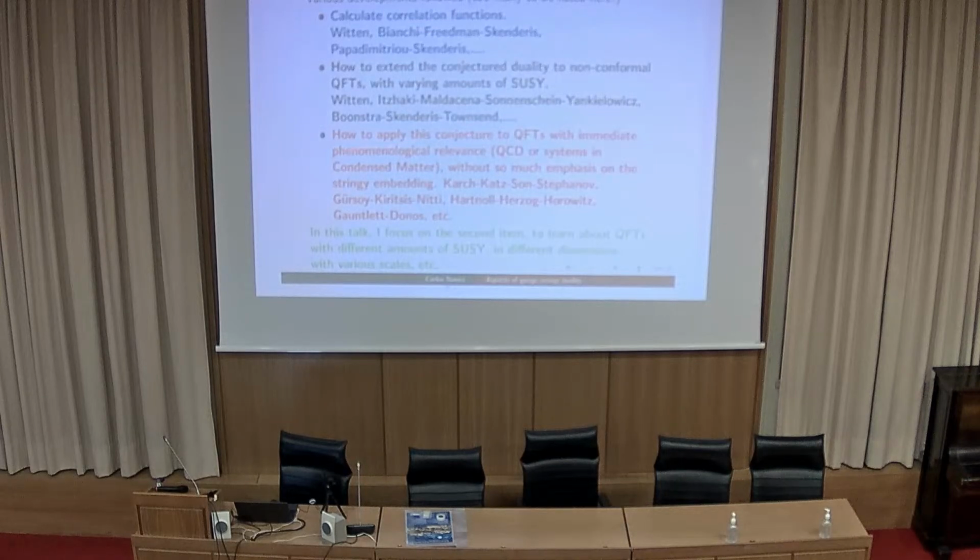How to apply this conjecture to quantum field theories with immediate phenomenological relevance without so much emphasis on the stringy embedding. By immediate phenomenological relevance, I mean QCD or systems in condensed matter, and these are some of the papers that trigger lots of activity following from this. In this talk, I'll focus mostly on the first and the second items: how to learn about quantum field theories with different amounts of SUSY in different dimensions, systems with many scales.